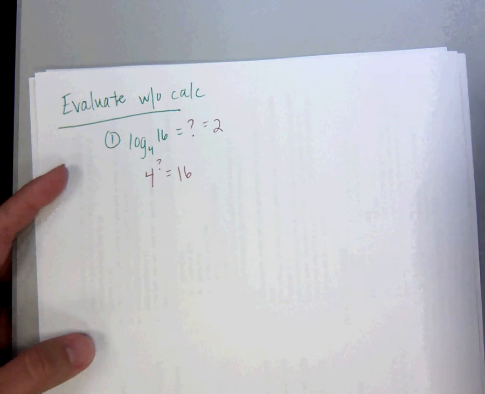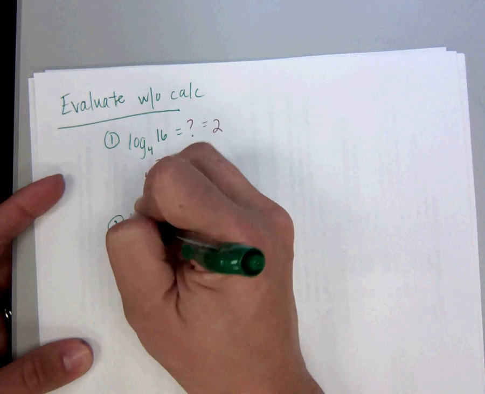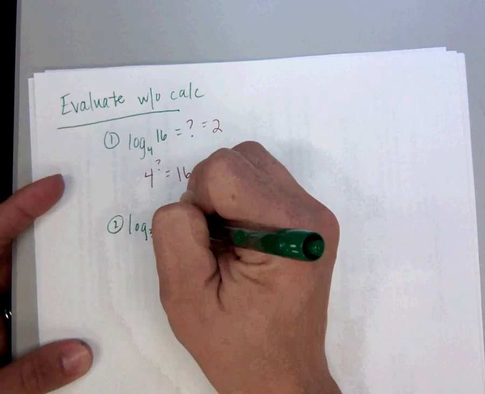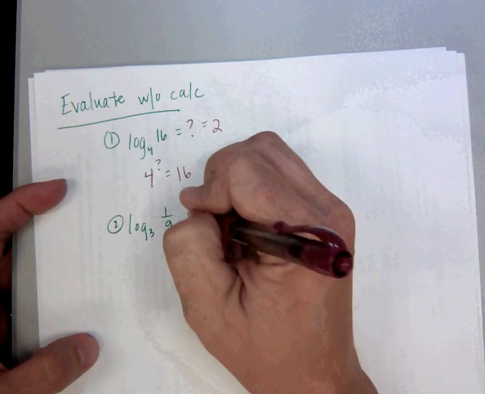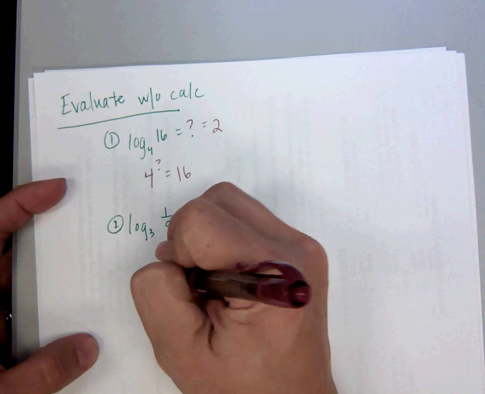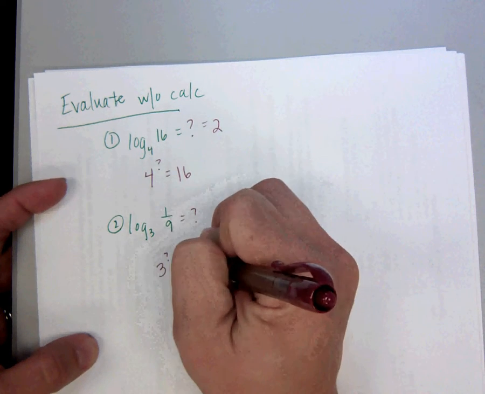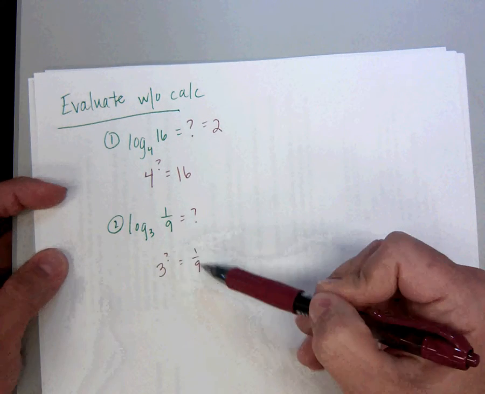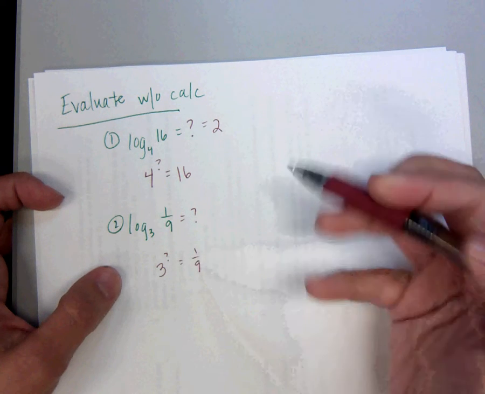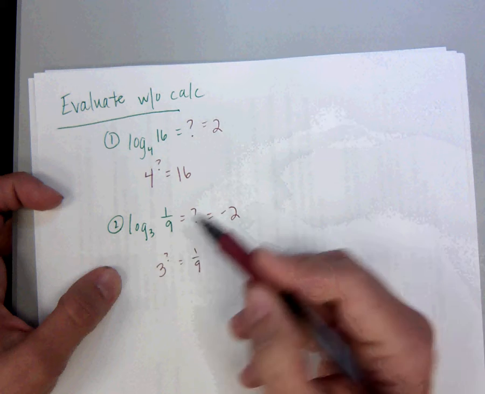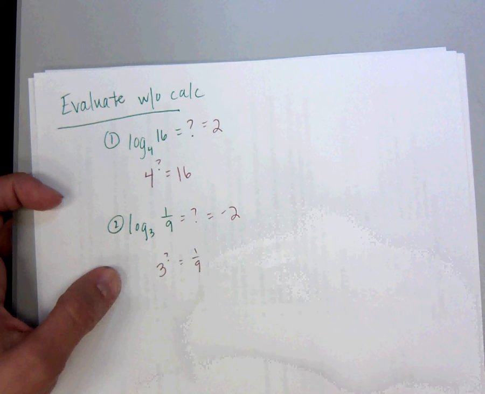Let's try another one. Let's say that we have the log base 3 of 1/9. So if I put my question mark in here, I'm thinking 3 to what power is 1/9? So remember, a negative exponent is what's going to flip it to the bottom, so I know it needs to be negative, and then 3 squared is 9, so my answer is -2. The negative would flip it to the bottom and then make the 9.